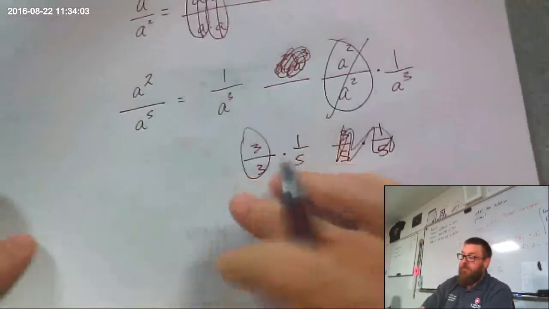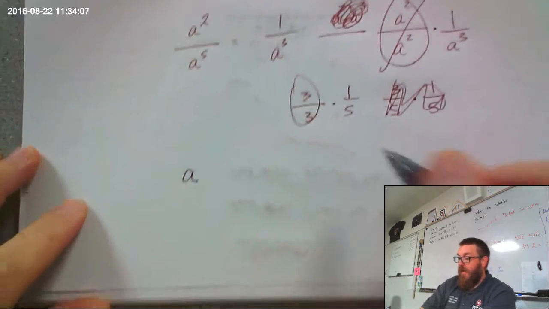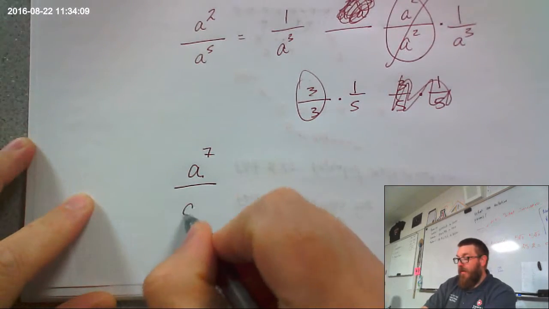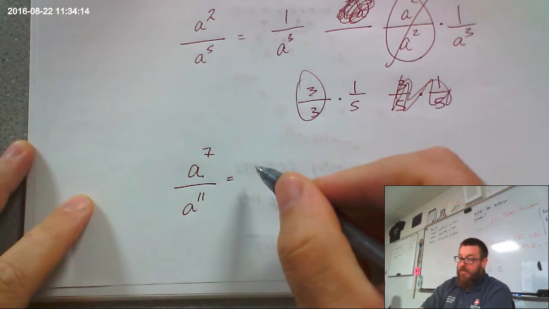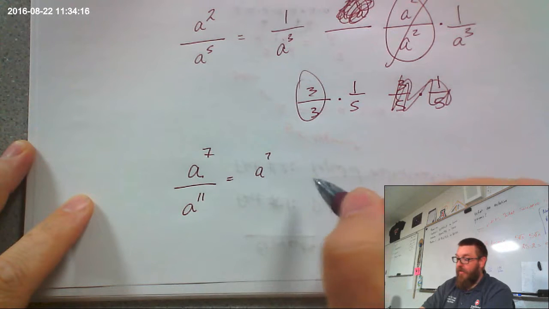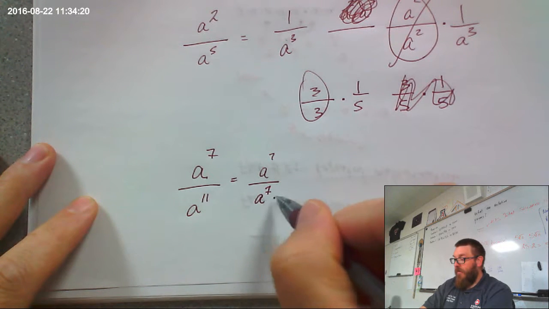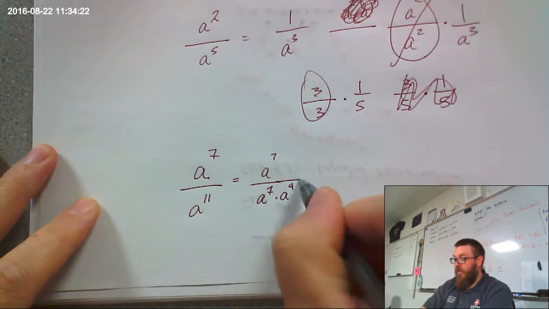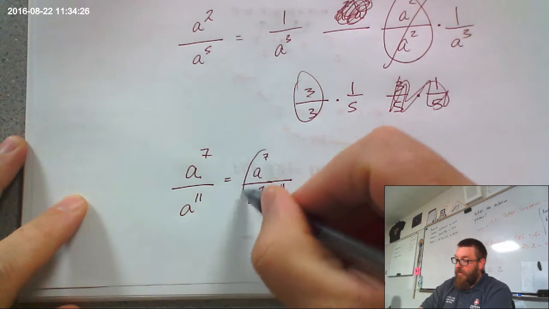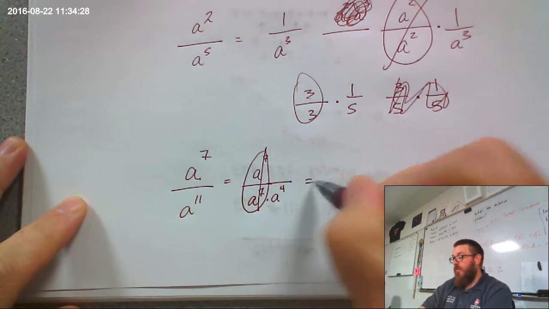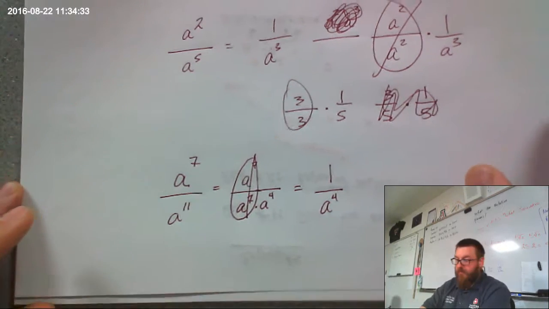Let's move on. Let's do one more. Let's do a to the 7th divided by a to the 11th. If you wrote it out, there's 7 a's on top. I could just do that instead. And there's also 7 a's on bottom, but there's 4 more. Do you see? That would give you 11 a's. A to the 7th divided by a to the 7th is just 1. The numerator is 1 divided by a to the 4th.